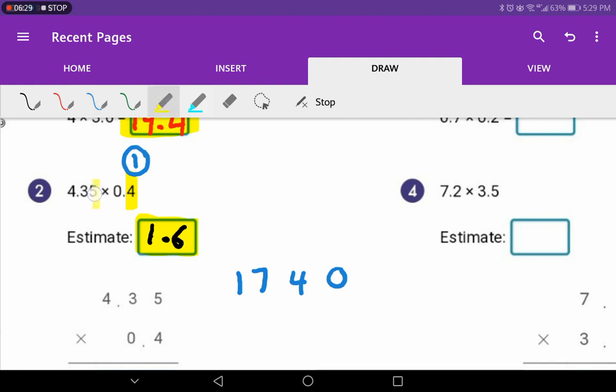And here, how many digits after the decimal point? It is 2. And 2 plus 1 equals 3. So I need to lift 3 digits after the decimal point, my dear student. 1 digit, 2 digits, 3 digits. Then I write the decimal point. So the decimal point will be here.